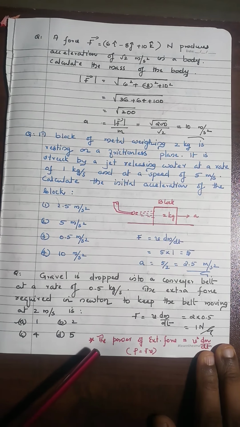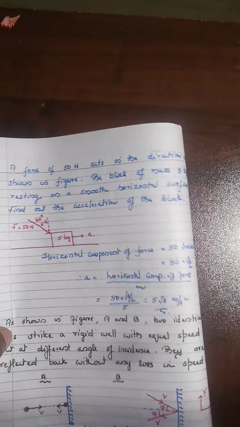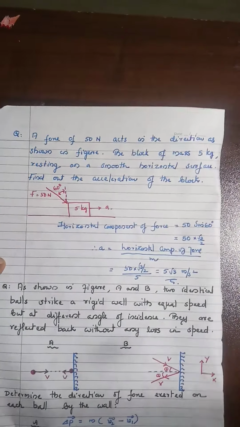Look at the next extra concept. The power of the external force is equal to v square into dm by dt. The reason is that power is nothing but equal to F into v. So very good questions. We can move to another type of question regarding force.